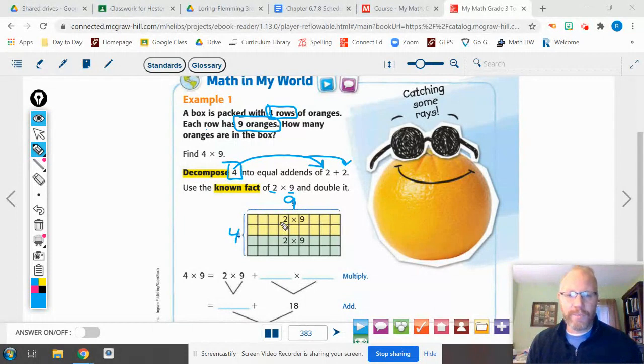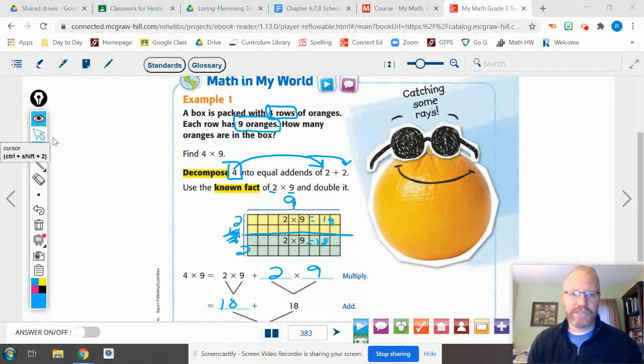If you do, then you can break this in half and say, okay, I know 4 is broken into 2 and 2. So you get rid of the 4. Now you have 2 times 9 and 2 times 9. Well, 2 times 9 you know is 18. So since you know 2 times 9 is 18, that means you have 2 times 9 plus 2 times 9. So that means you have 18 plus 18.